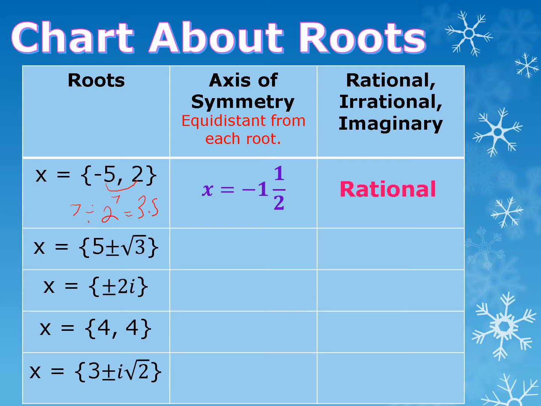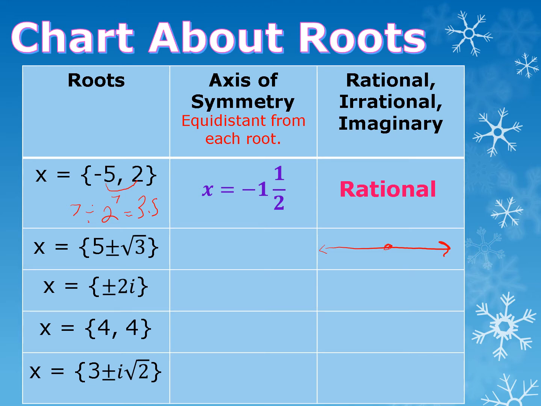Let's look at our next example. 5 plus or minus the square root of 3. So we have 5 plus the square root of 3 and 5 minus the square root of 3. So remember, your axis of symmetry is in the middle, so let's just look at a number line to help us. We'll just draw the x-axis, if you will.